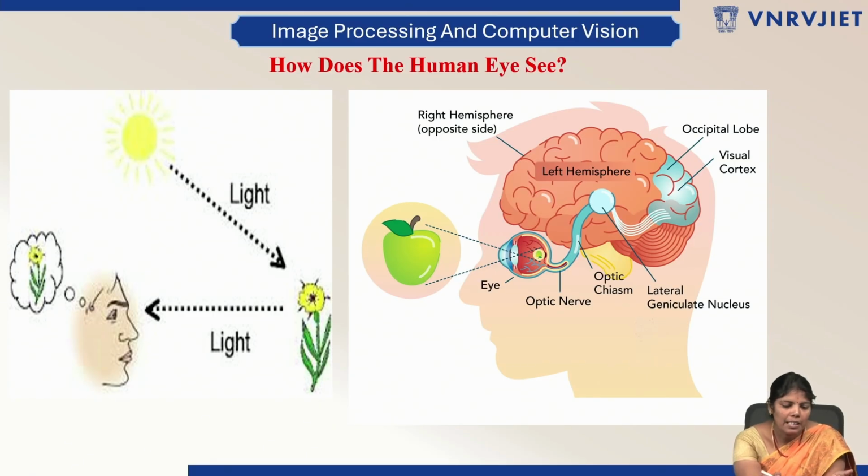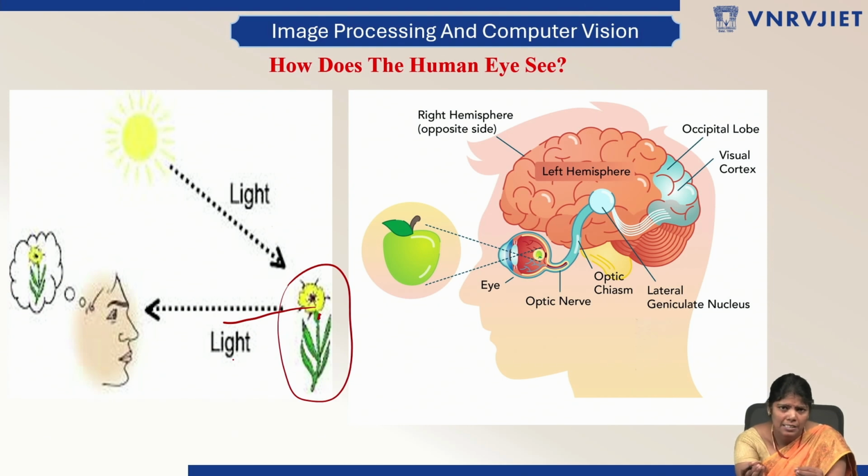So here you can see how the light rays strike this object, and it will be reflected. If you throw a ball towards the wall, automatically it will bounce back. The same thing happens with the light. When the light falls on the object, it will bounce back, so those rays will be observed by the eye. So in the human eye, what will happen after this? The human eye will see the object.